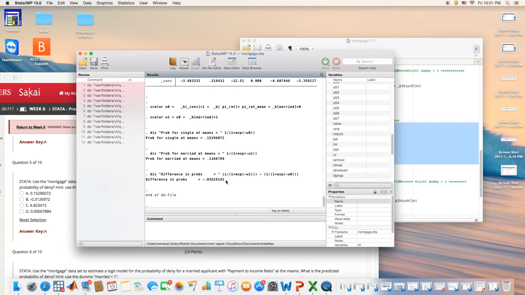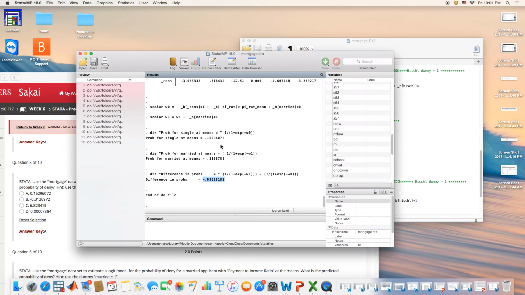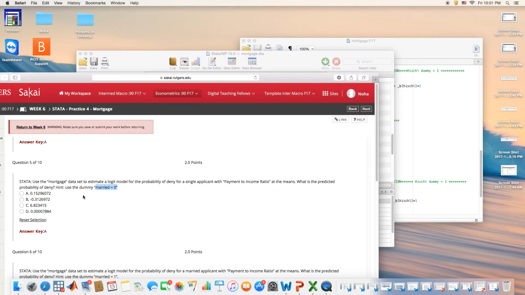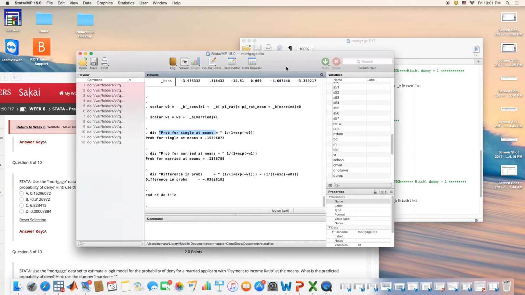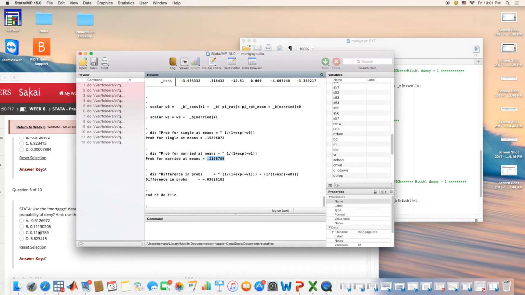So the question is asking you about the difference. I'm sorry, I just got confused. So the question is asking you about the probability for single at the mean. This is question number 5. So the answer is right here. This is the probability of being single, okay, estimated by a logit model. The probability of being married, estimated by a logit model. This is question number 6. C.